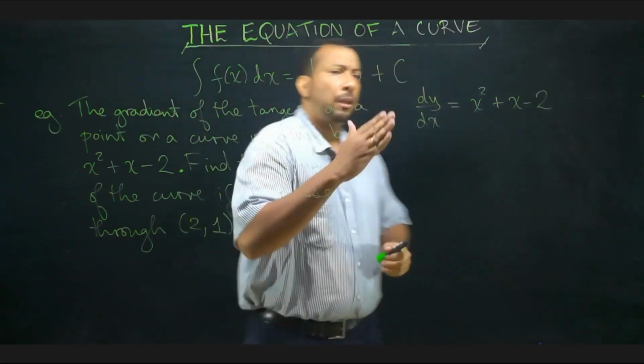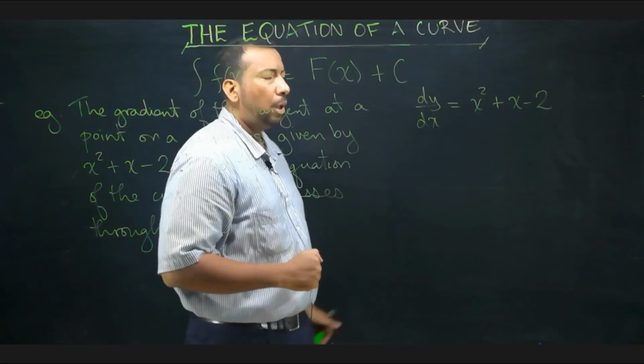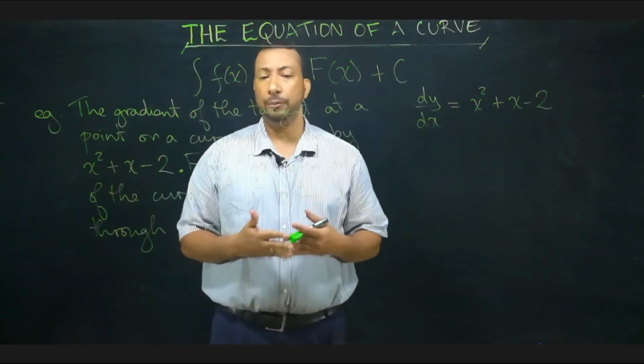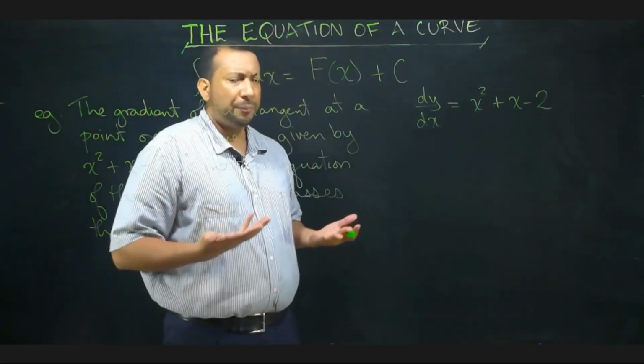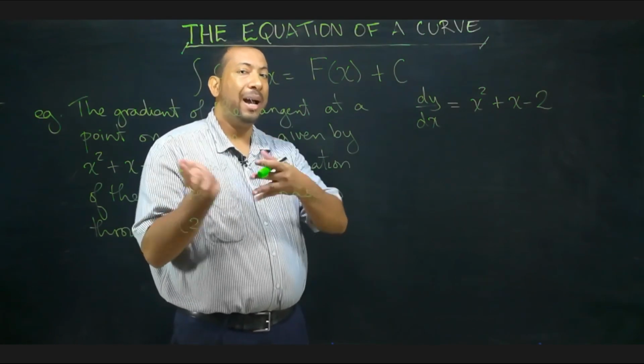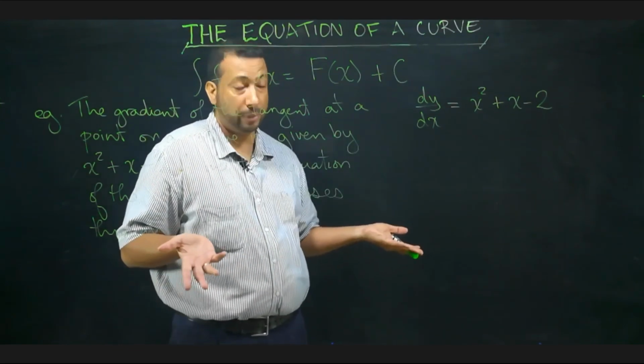Now, if our derivative dy/dx is equal to x squared plus x minus 2, how can we use that to determine the equation of the curve itself? Well, when you're asked to find the equation of the curve, basically all you're asked to find is what is y equal to in terms of x. What is the equation of the curve, in other words, right?